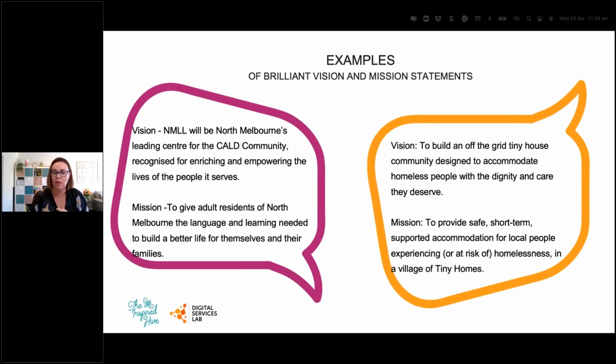So they went into heavy lockdown, and the majority of the people that they work with are based in these towers. So that became front and centre, and their main focus was helping work with those particular people. Their vision was to give the adult residents of North Melbourne the language and learning needed to build better lives for themselves and their families. And so I think with their mission, you know, different times they can go back to that.